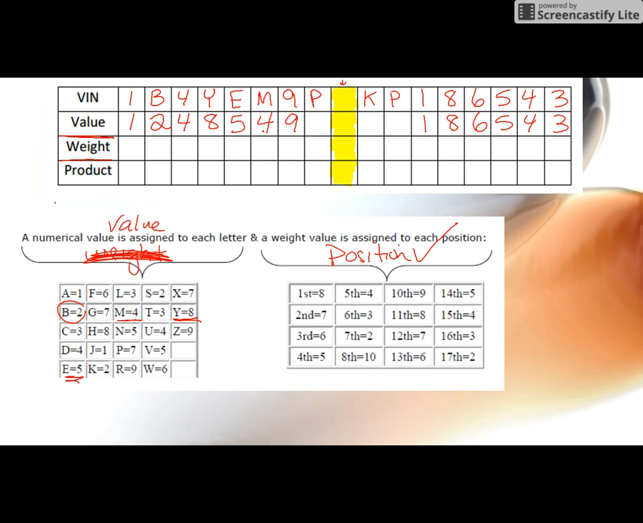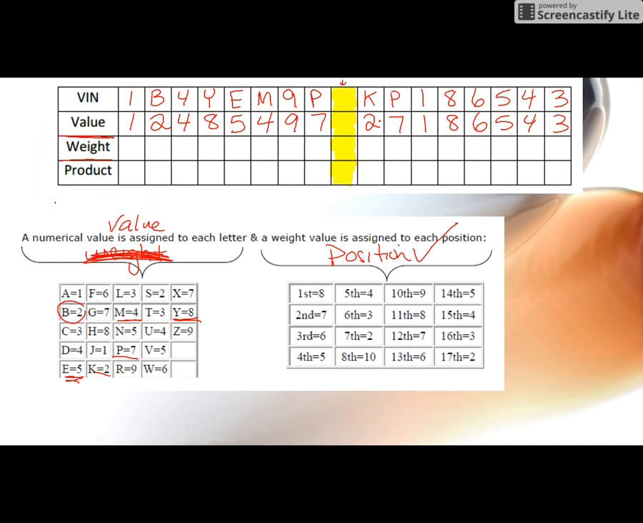M is 4. P, where's P at? 7. P is 7 again here, same thing. And then K is 2. Some of the numbers are repeated, like K and B are both 2. Good. Now after that, you go to the weight.